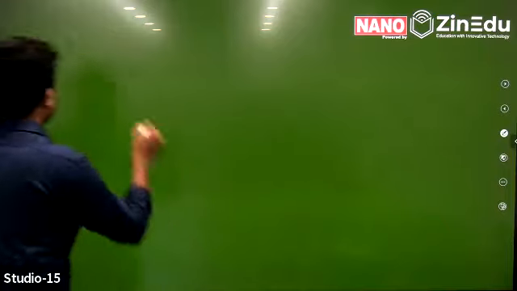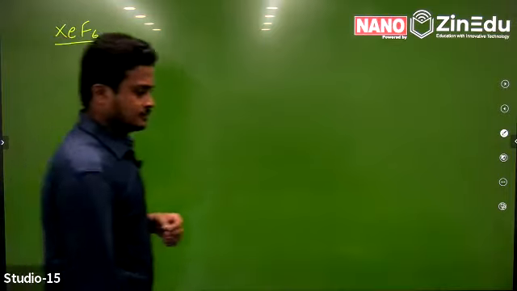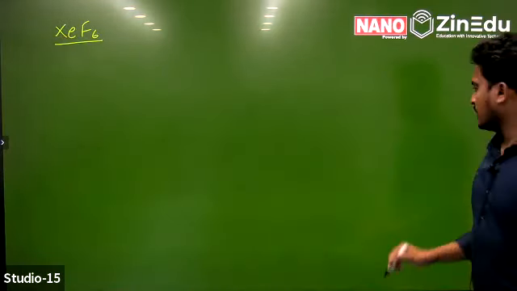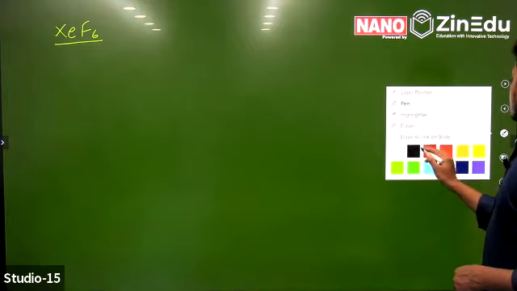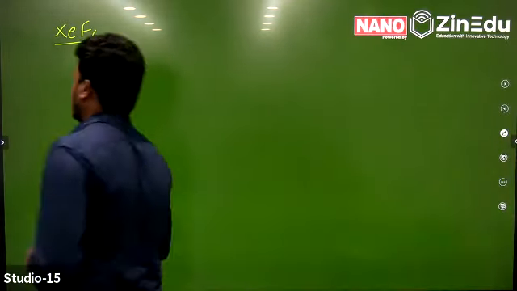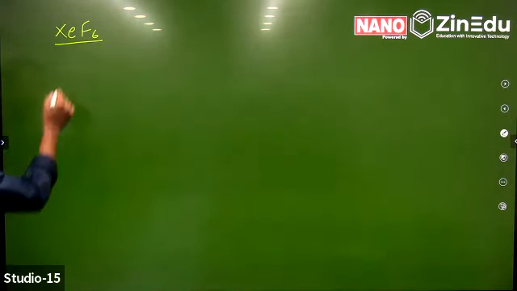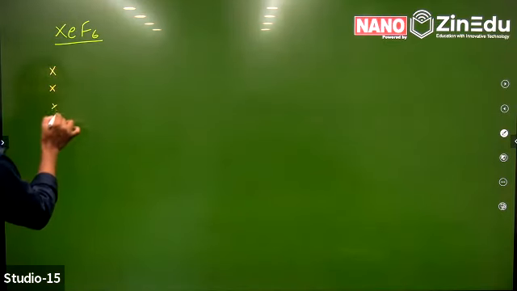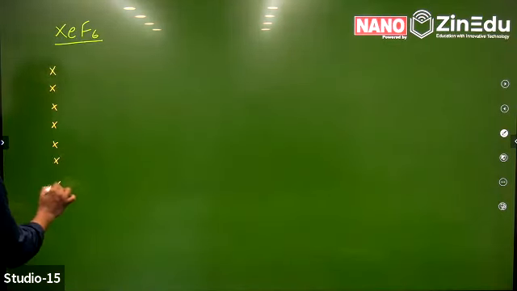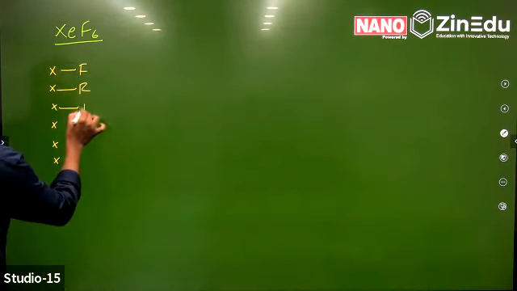Tell me about XeF6, xenon hexafluoride. One lone pair and 6 sigma bonds. Total count is 7. 6 fluorines. Fluorines always form single bonds, right?